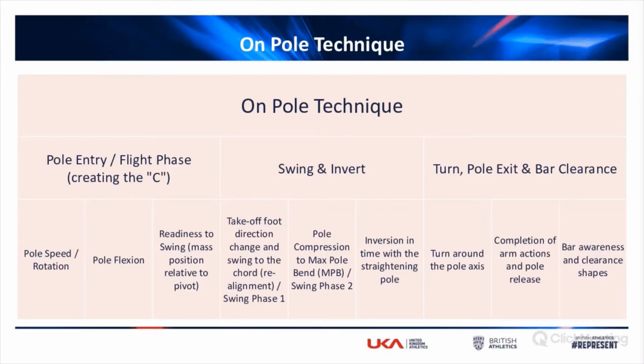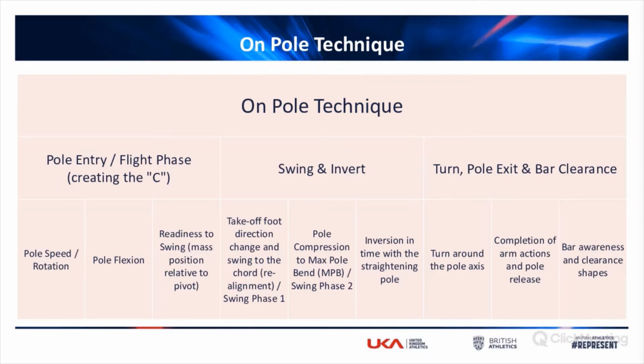I'm going to break it down into three subsections, as I've done with most of the other presentations. We're going to look at the entry to the pole and the flight phase, or creating the C. A lot of that we've already touched on, either at the end of takeoff efficiency, because all of these phases link together and blend into one. They're not discrete. They're much more integrated than that. So a lot of that we'll have covered there, or during on-pole stiffness. So that'll just be a quick recap on creating the C.